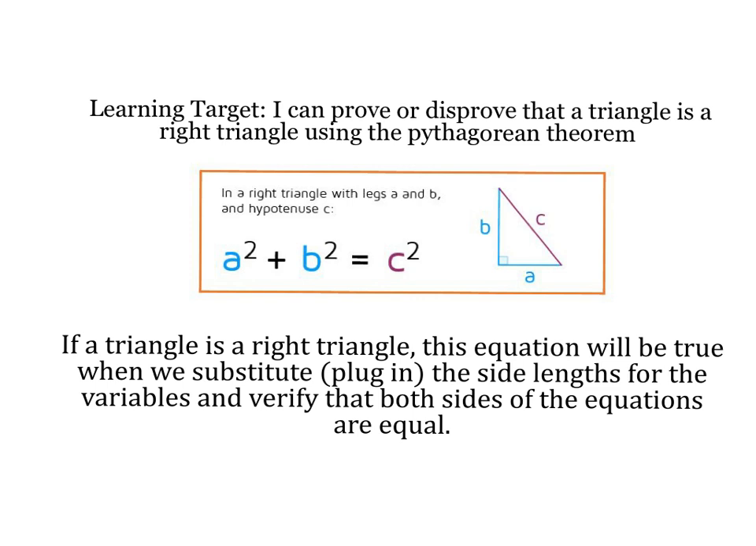It says in the box, in a right triangle with the legs a and b and hypotenuse c, a squared plus b squared equals c squared. But the cool thing about the Pythagorean theorem is that the converse of that is also true.